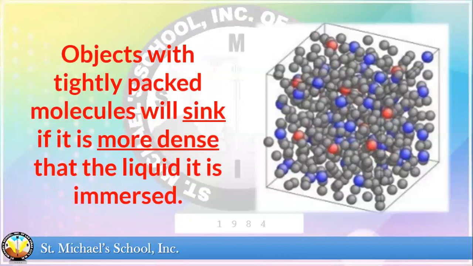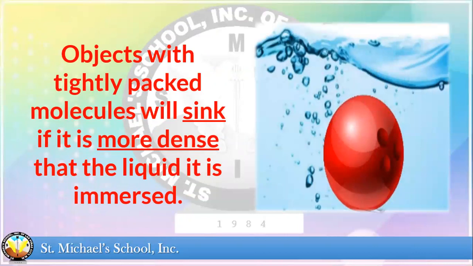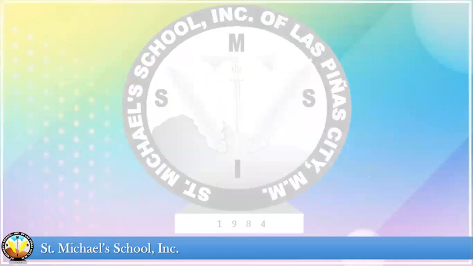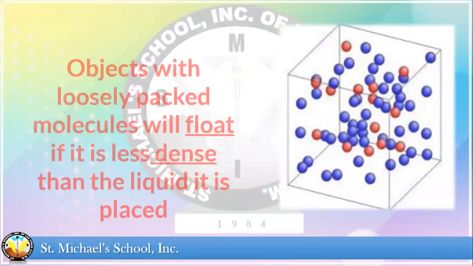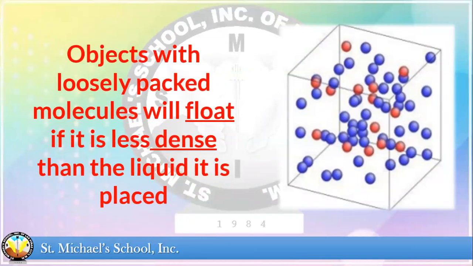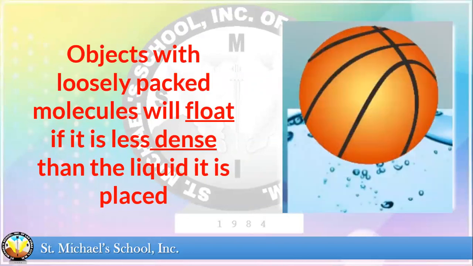Objects with tightly packed molecules will sink if it is more dense than the liquid it is immersed. For example, the bowling ball. While the objects with loosely packed molecules will float if it is less dense than the liquid it is placed. For example, the basketball or a ball.